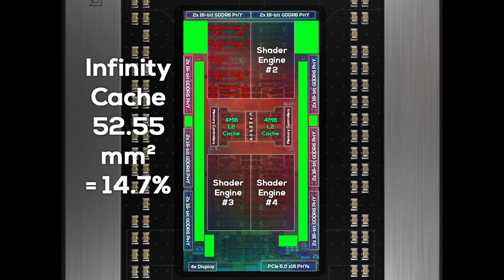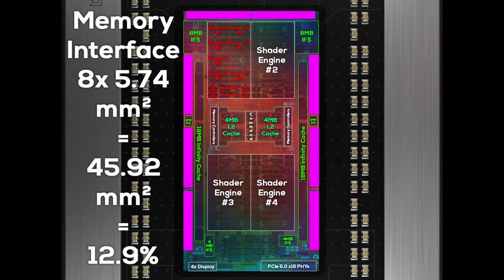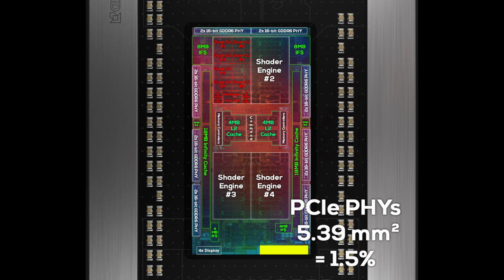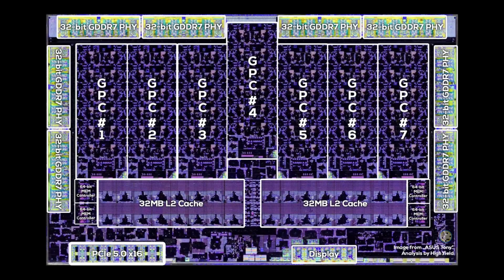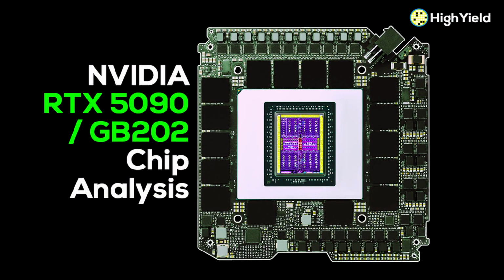The 256-bit memory interface consists of 8 blocks with 5.74 square millimeters each. That's a combined area of 45.92 square millimeters and about 12.9% of the chip. And the PCI Express 5.0 PHYs take up 5.39 square millimeters or 1.5% of the die. Nvidia's closest competition to Navi 48, GB203, offers an interesting comparison. Here's a quick overview of GB203. If you are interested in an in-depth analysis of Nvidia's Blackwell, check out my RTX 5090 deep dive video.